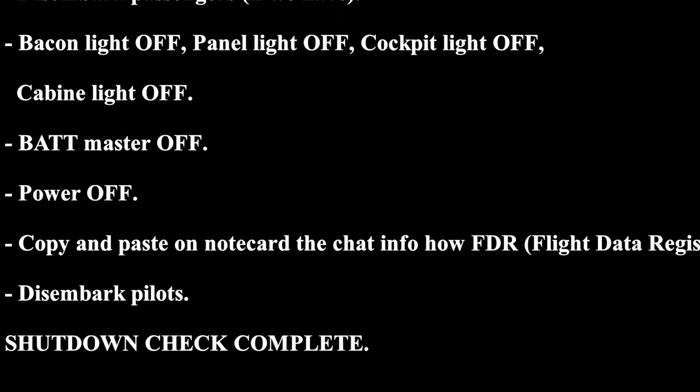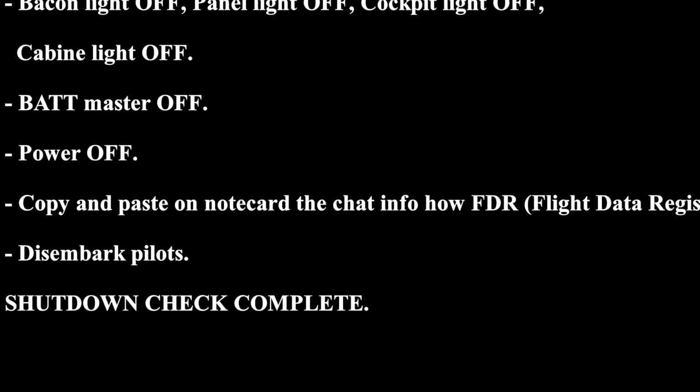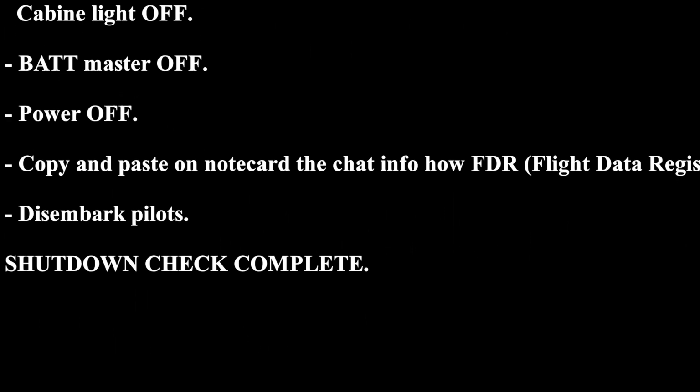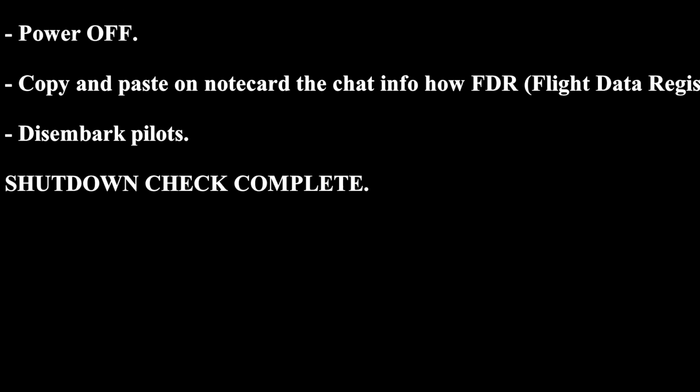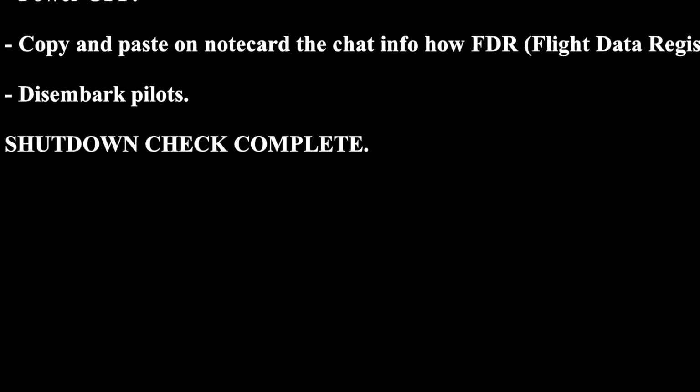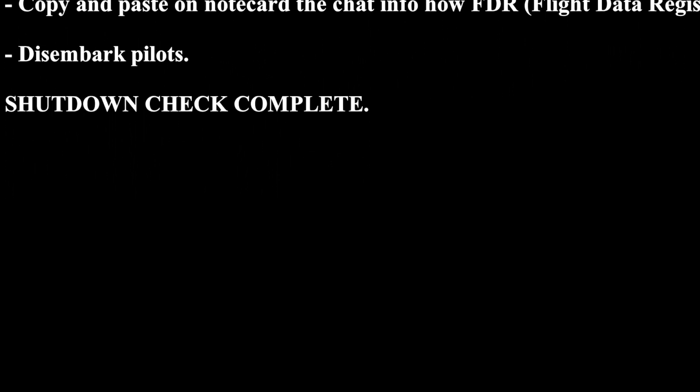Beacon light off, panel light off, cockpit light off, cabin light off. Battery master off. Power off. Copy and paste on a note card the chat info for the FDR, flight data register. Disembark pilots. Shutdown check complete.